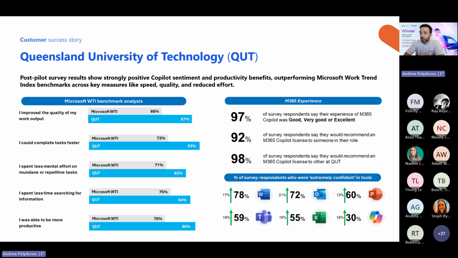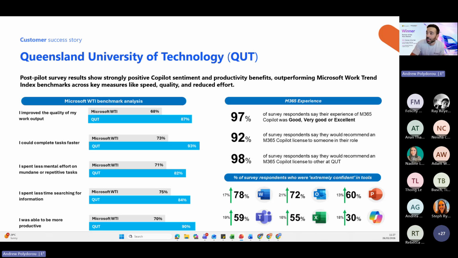What I think is really impressive is that every year Microsoft does a Work Trend Index survey to benchmark all of their organizations against where they think people should receive benefits from Copilot. As you can see, QUT absolutely smashed all of the benchmarks across every single category. And this is where, as I said previously, all of their confidence levels went up for all these core applications.